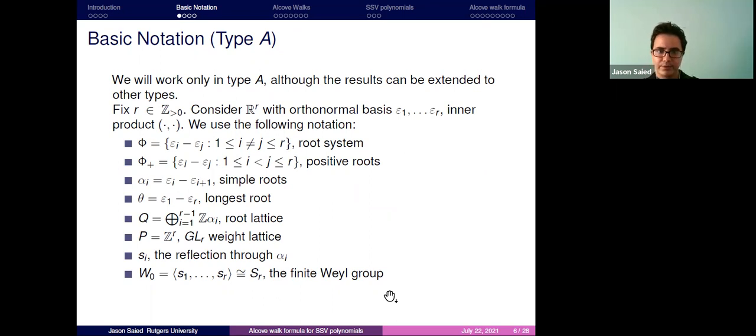The only things worth pointing out here is, first of all, the P, the weight lattice, is the GL_r weight lattice. So it's the integer tuples. That's the setting we're working in. And second, I denote the finite Weyl group by W_0. Just W is going to be reserved for the affine Weyl group because that's the one that comes up the most often.